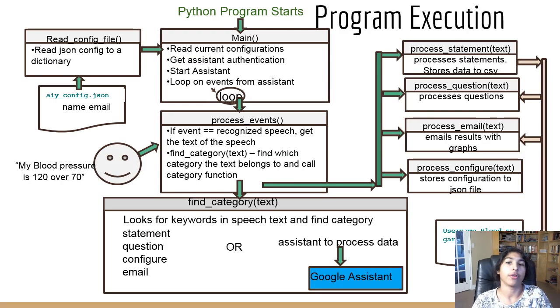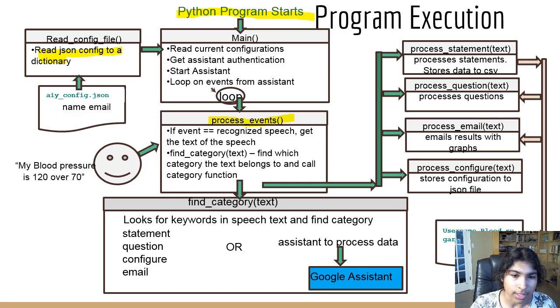So this is the program execution. First, the Python program starts. It goes to the main, which reads the current configurations, reading the JSON configuration into a dictionary. Then it gets the assistant authentication, starts the assistant, and loops on the events from the assistant.